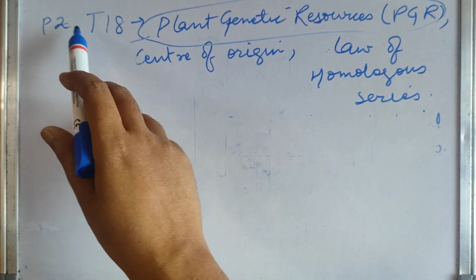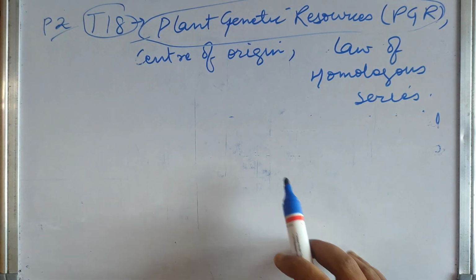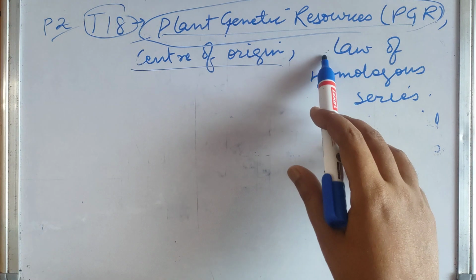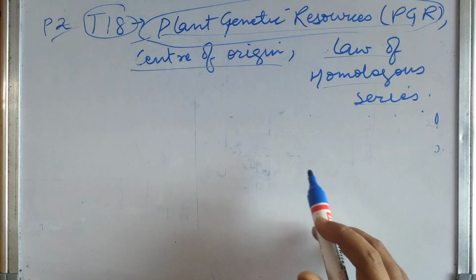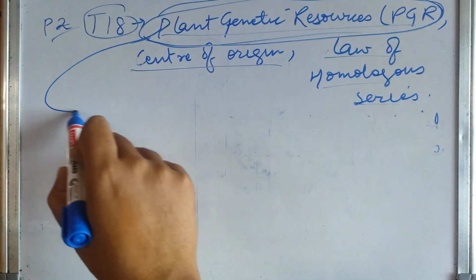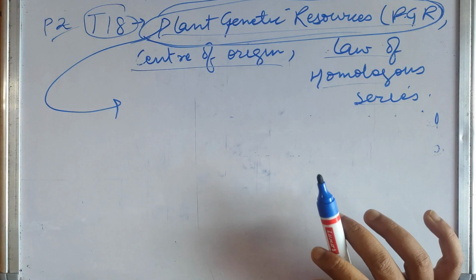So today we are going to do topic 18 of paper 2. Here we will discuss plant genetic resources, center of origin and law of homologous series. These three topics. So first of all we are discussing what is plant genetic resources, that is PGR.